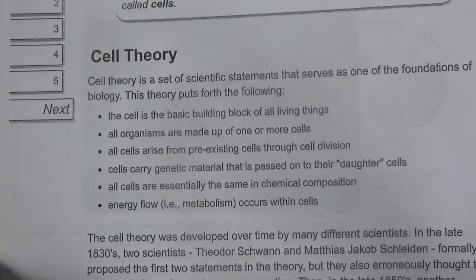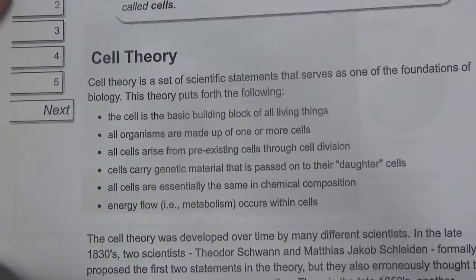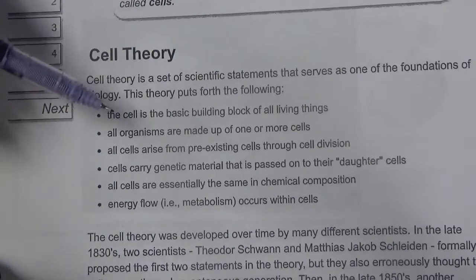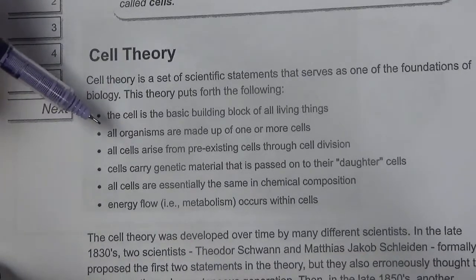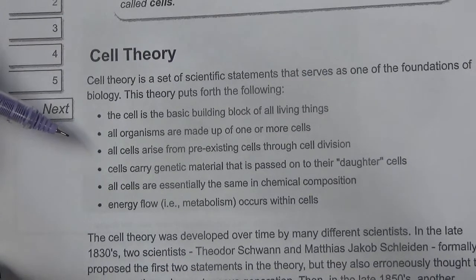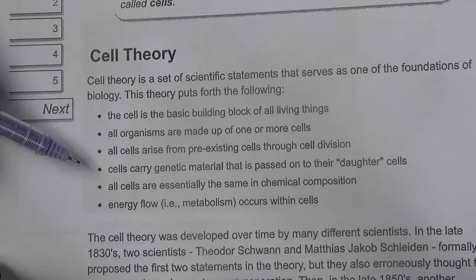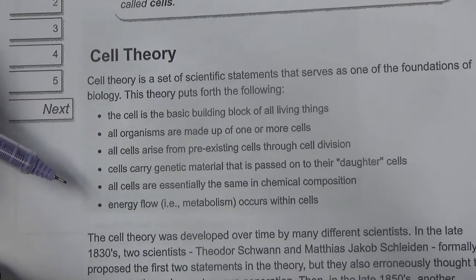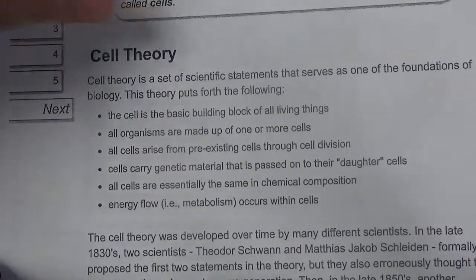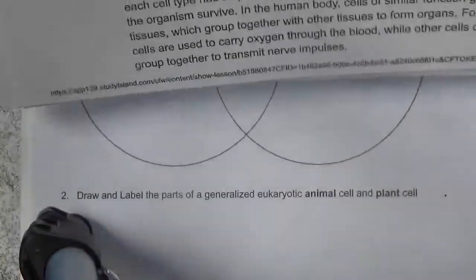The cell theory is a set of scientific statements that serves as one of the foundations of biology. It's a unifying theme in biology, and it states that the cell is the basic building block of all living things. Organisms are always made up of one or more cells. All cells come from pre-existing cells, which goes back to all living things reproduce. Cells carry genetic material, which is DNA being the universal genetic code, and all cells are essentially the same in their chemical composition, and all cells need energy to undergo metabolic processes. So make sure that you take note of the cell theory on page 25.